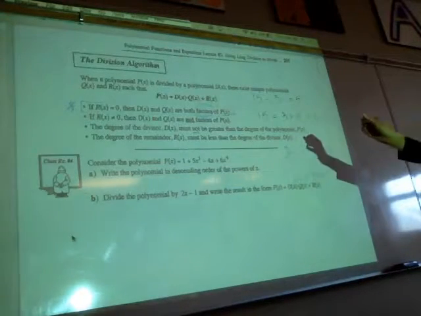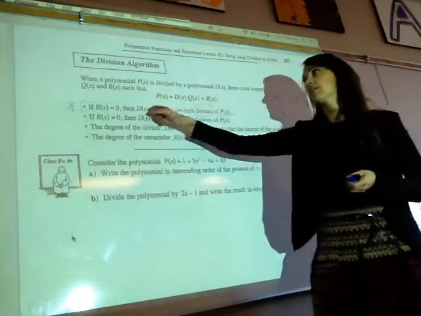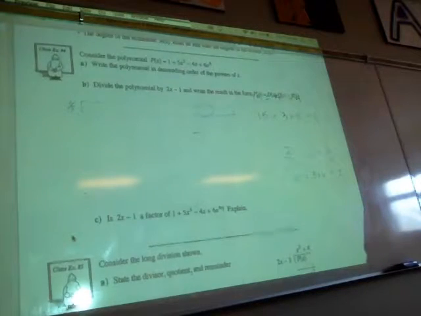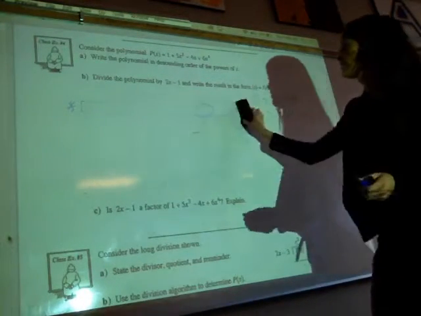So the most important statement I hope you guys got out of this though is that if your remainder is 0, then your divisor and your quotient, they're considered factors. So we just have a question here that's going to test your knowledge on that statement.